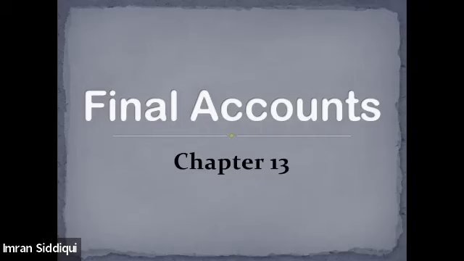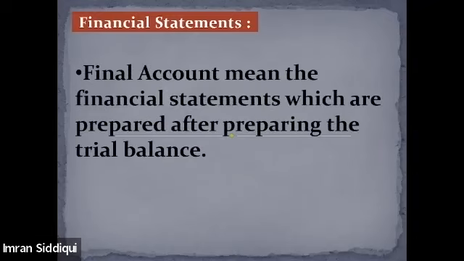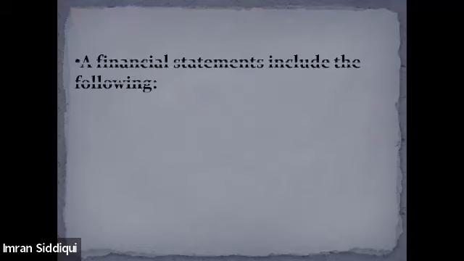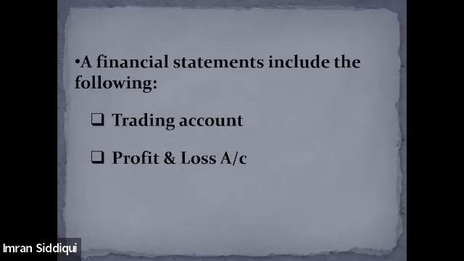In the previous session, we understood that final account is nothing but financial statements, which are prepared after the formation of the trial balance. Then we also understood that the financial statement or the final account comprises of three statements, which is trading account, profit and loss account, and the balance sheet.